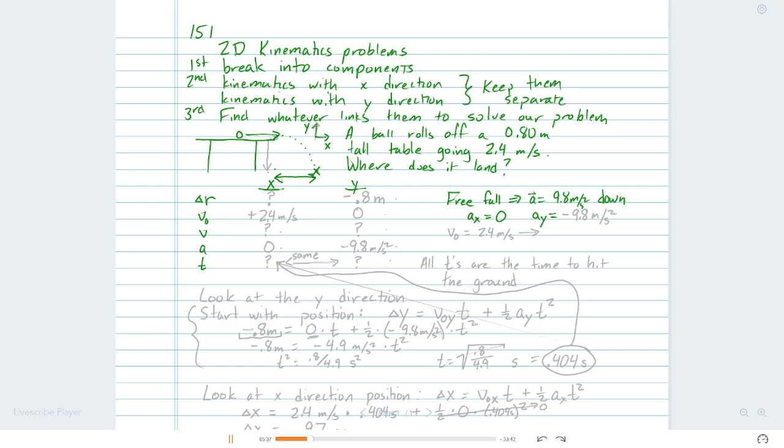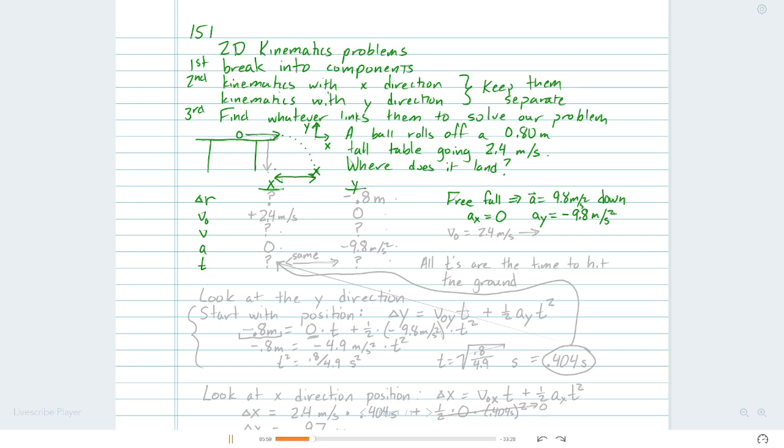But we have to stop and think, positive y or negative y? Negative, because I look at my picture and I said positive y was up, so my y acceleration is going to be negative 9.8 meters per second squared.